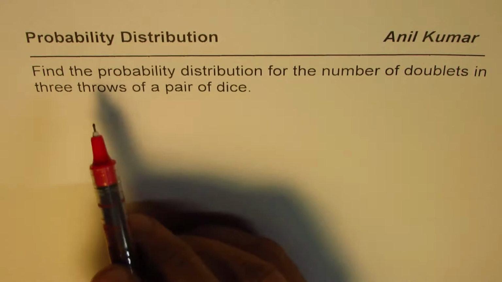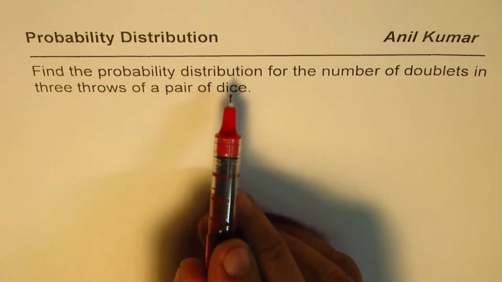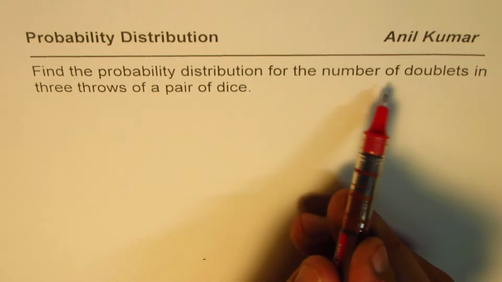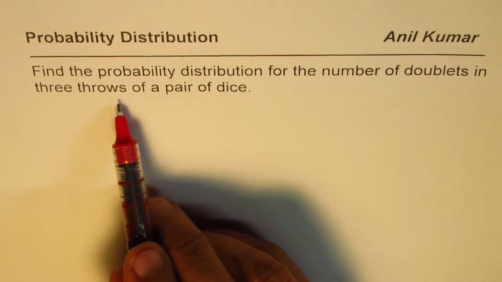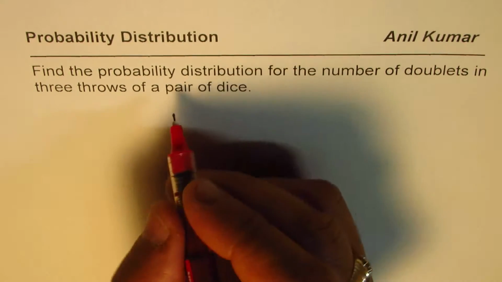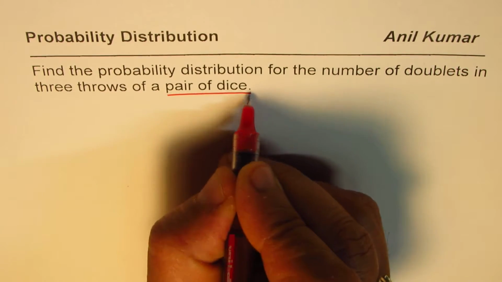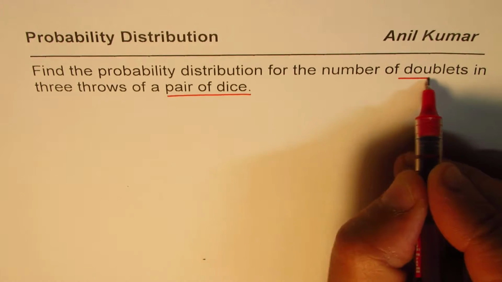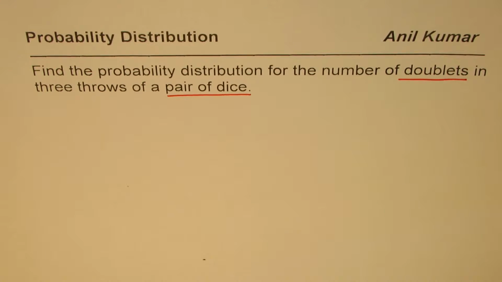The question is, find the probability distribution for the number of doublets in 3 throws of a pair of dice. So we are working with a pair of dice and we are looking for doublets, right? You can pause the video, answer the question, and then look into my suggestion.